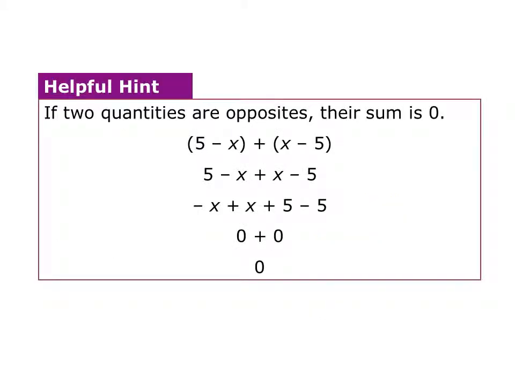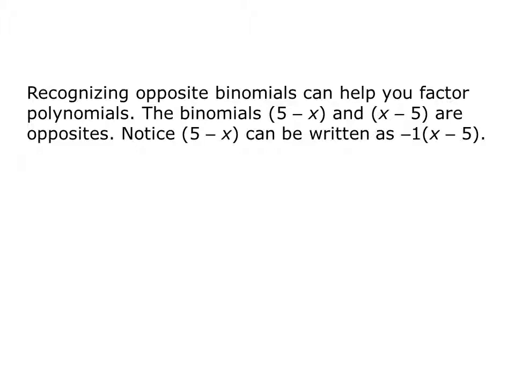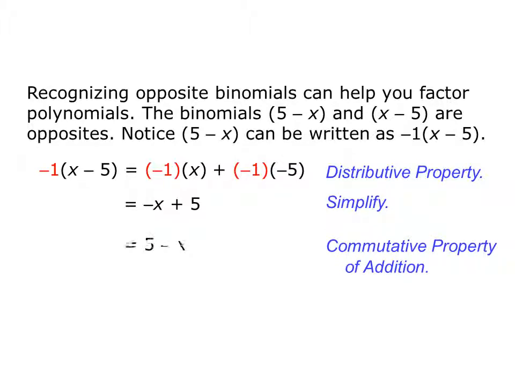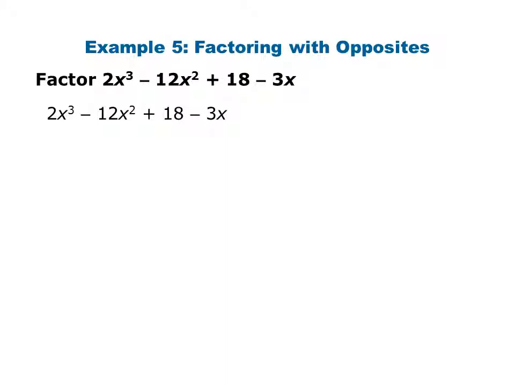Now here's a very interesting one. Look at 5 minus x and then x minus 5. These are called opposites because if you put any number in there, it will give you 0. So how can we work with two opposites? 5 minus x is the opposite of x minus 5. But if we factor out the negative 1 from one of them, we could make them the same. Then one becomes x minus 5, and the other is 5 minus x, which is the same thing. So 5 minus x equals negative 1 times x minus 5.